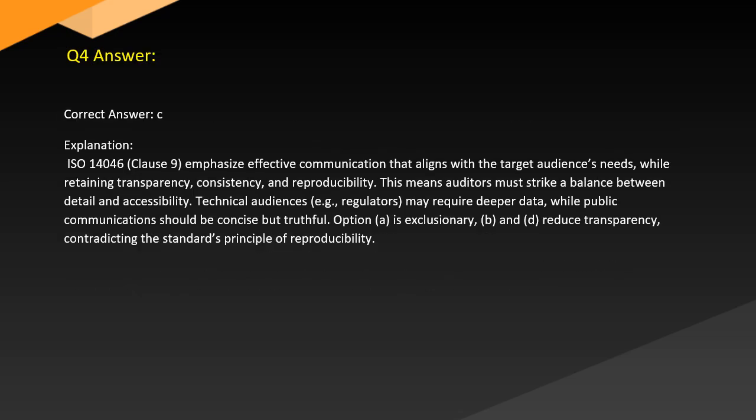Answer. Correct answer: C. Explanation. ISO 14046 Clause 9 emphasizes effective communication that aligns with the target audience's needs while retaining transparency, consistency, and reproducibility. This means auditors must strike a balance between detail and accessibility. Technical audiences, e.g., regulators, may require deeper data, while public communications should be concise but truthful. Option A is exclusionary. B and D reduce transparency, contradicting the standard's principle of reproducibility.